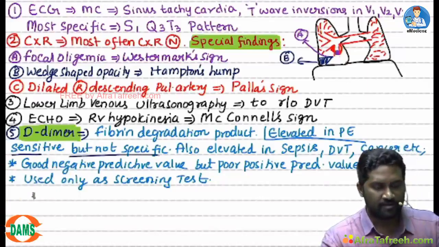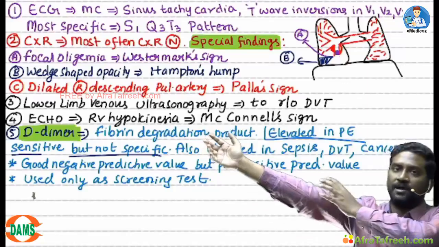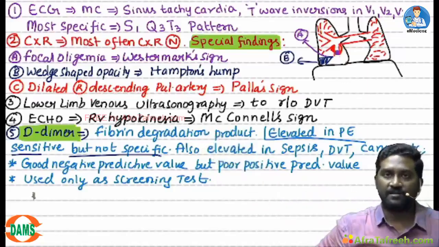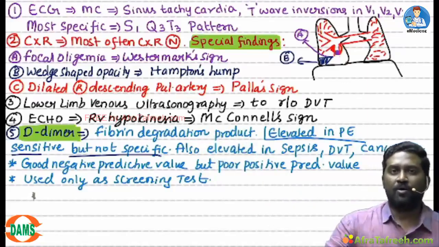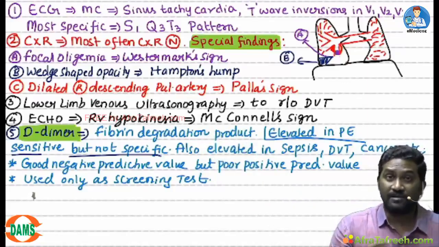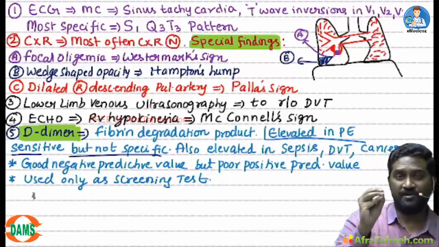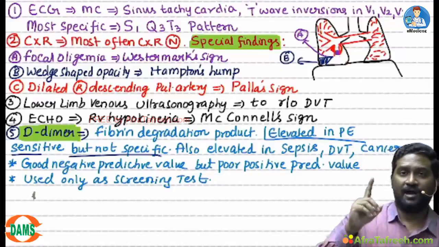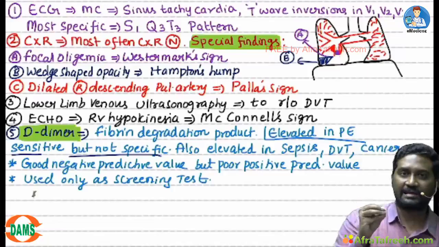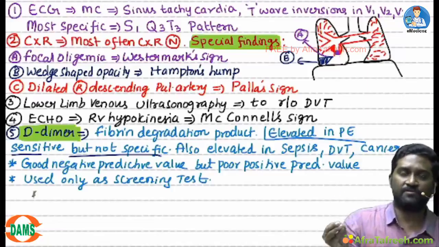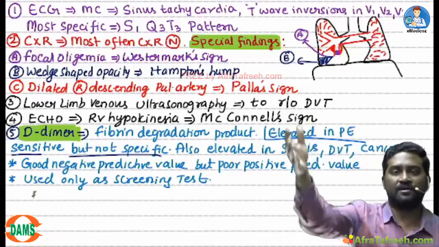But not specific. Why is it not specific? Now suppose there is a thrombus in my upper limb, a thrombus in my abdomen, a thrombus in my lower limb. In all these conditions also D-dimer will be elevated. Students, remember this very important point: elevated D-dimer means there is an active thrombosis undergoing in your body. So it might be anywhere in your body.